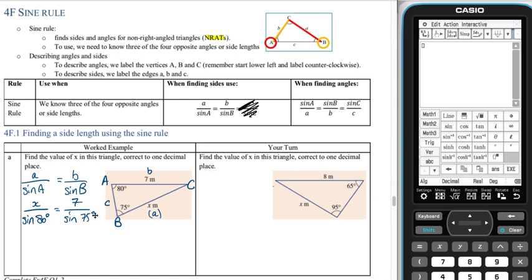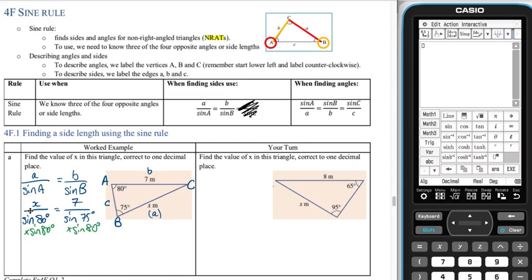Now, there's a few ways of solving this. Our first step is that we can just rearrange. Note how x is dividing by sine 80, and we want to get x by itself. The opposite of dividing by sine 80 is multiplying by sine 80. What you do to one term, you do to all the terms.